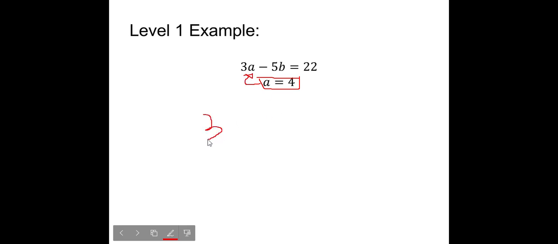So we're going to have 3 times 4 minus, don't forget those parentheses to keep everything clean, 5b. We still don't know what b is, so we're going to leave it alone. It's just going to stay b for now. And that is going to equal 22.